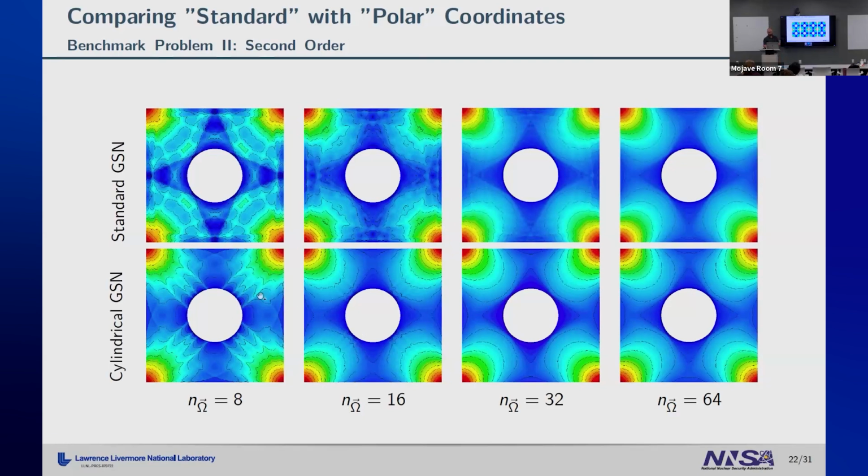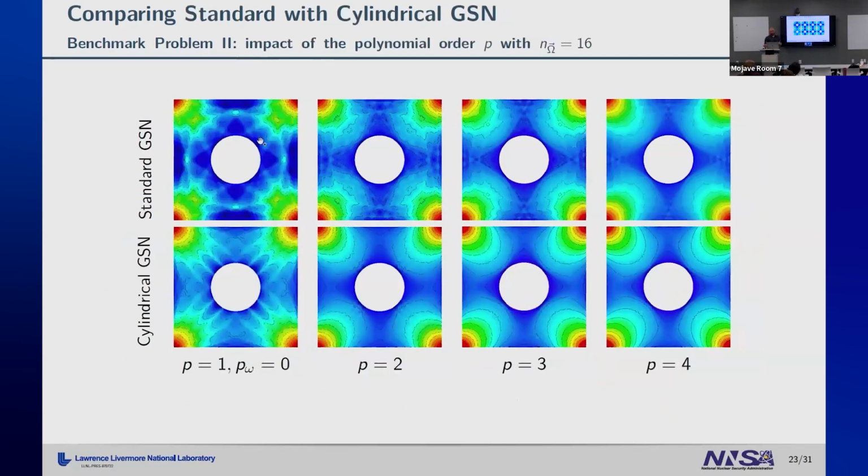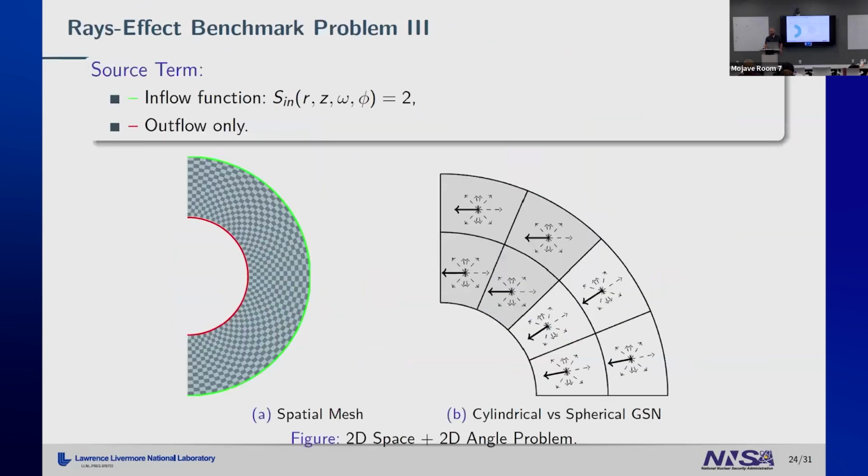So here, that's for second order. And I also show you here what happens when we look at different polynomial orders. And the nice thing that we have with this GSN method is when we use cylindrical GSN, we see that as we increase the polynomial order, it damps the ray effects much faster than if we use a standard GSN. And so the polynomial order seems to perform a lot better with the appropriate coordinate system. It's an interesting property.